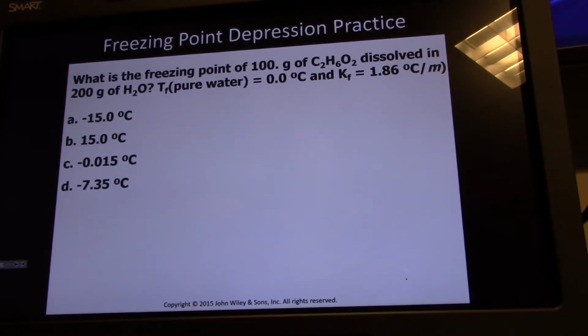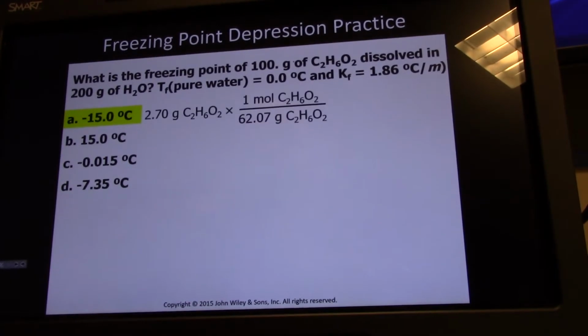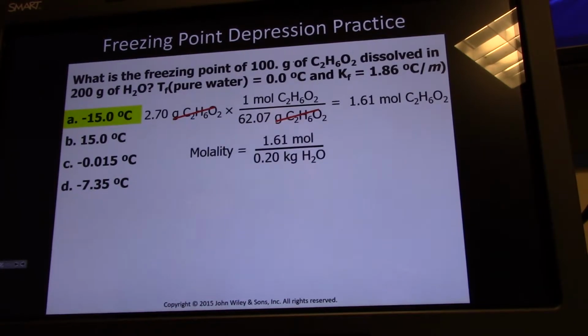What is the freezing point of 100 grams of ethylene glycol dissolved in 200 grams of water? Well, we have to convert grams of ethylene glycol into moles. We use our trusty periodic table. We add 2 carbons, 6 hydrogens, and 2 oxygens to get 62.07 grams. That's 1.61 moles over 0.2 kilograms, because 200 grams is 0.2 kilograms.